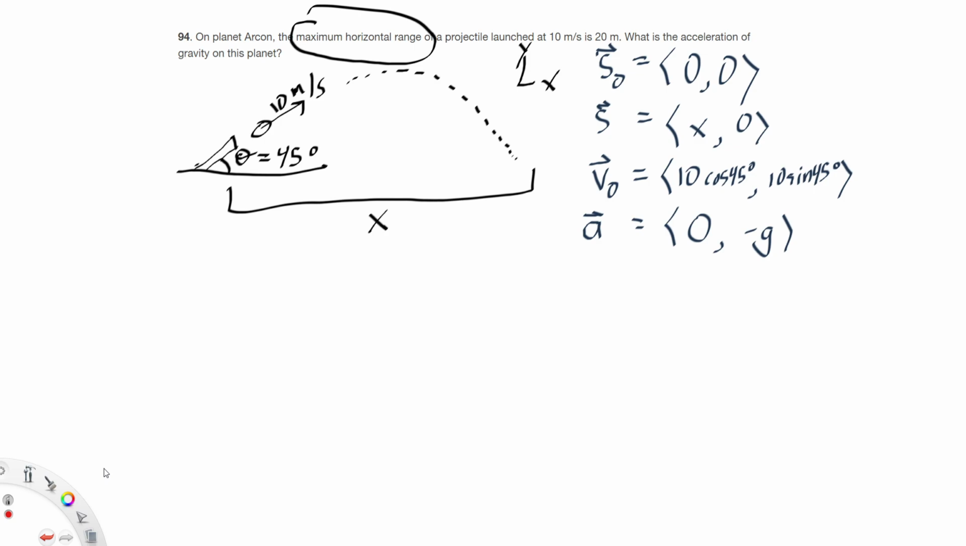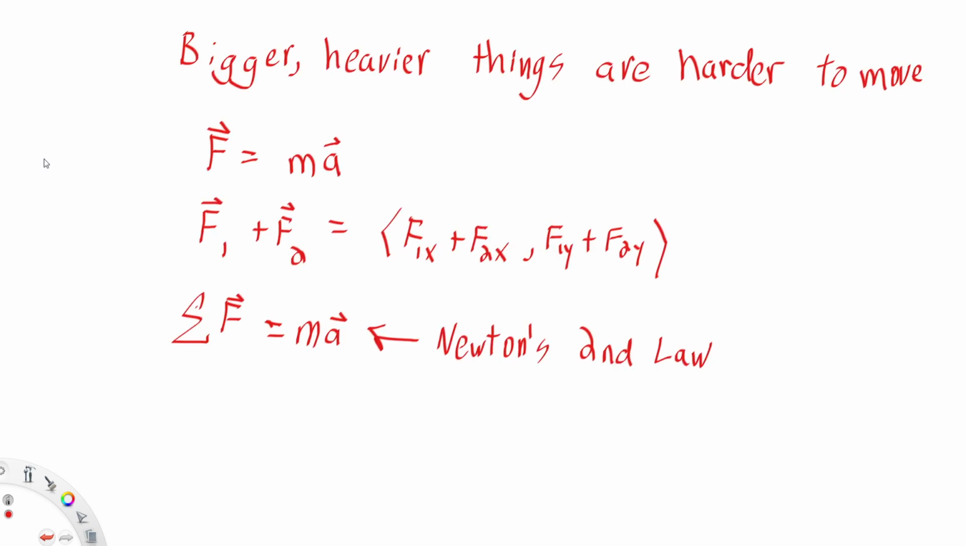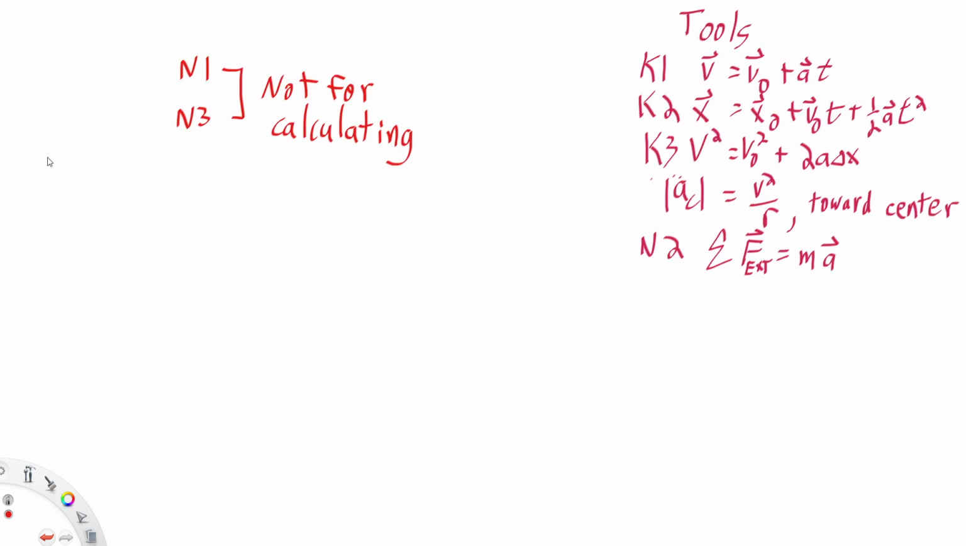What physics are we going to use to analyze this situation? Well, let's take a quick look. Nope, not that one. Not that one. That one. We've got initial and final positions. We've got initial velocity. We've got acceleration. So it looks like to me it's going to be K2. Our workhorse K2 is going to help us analyze this situation.